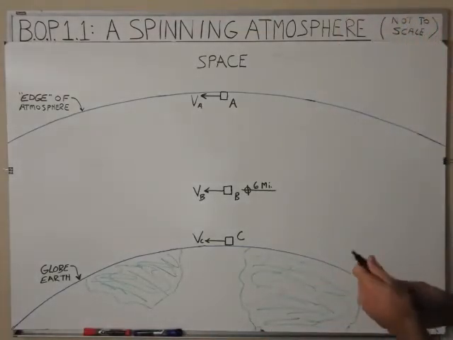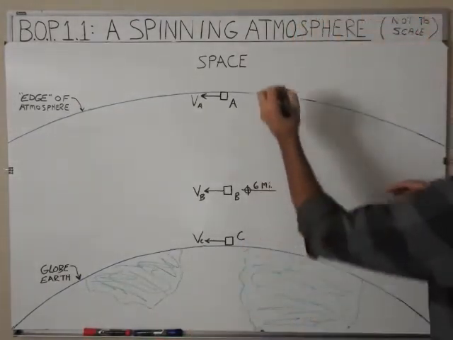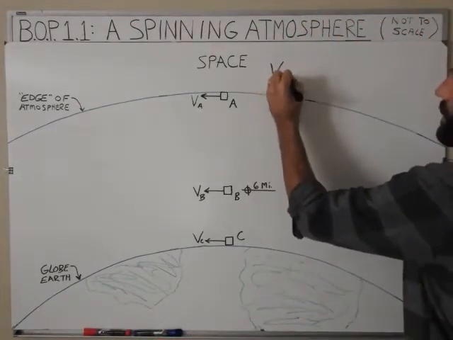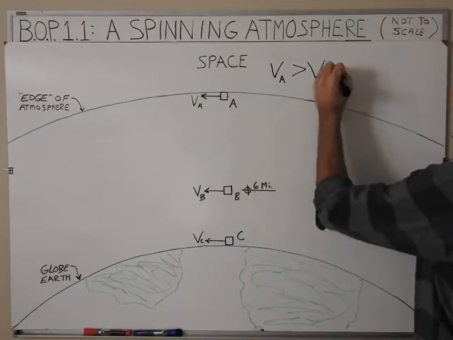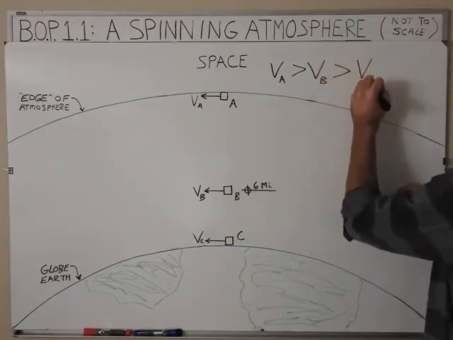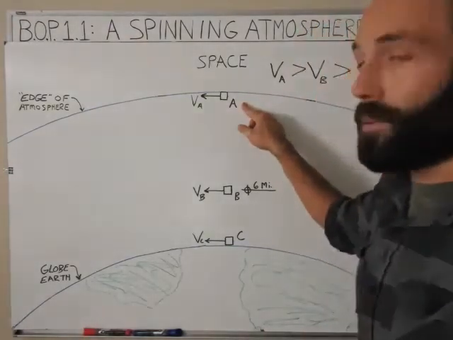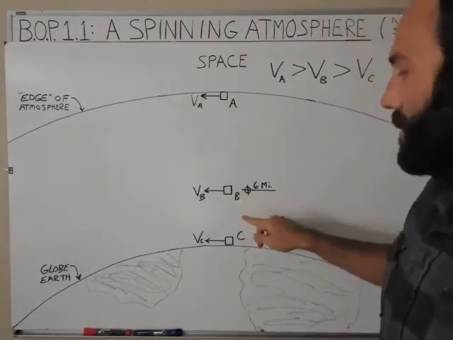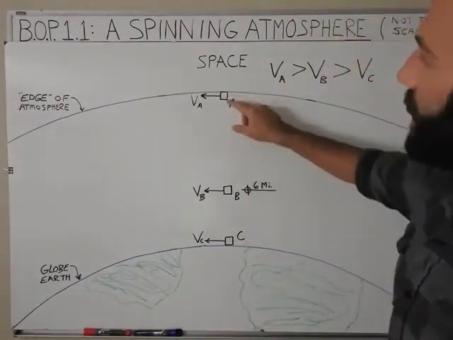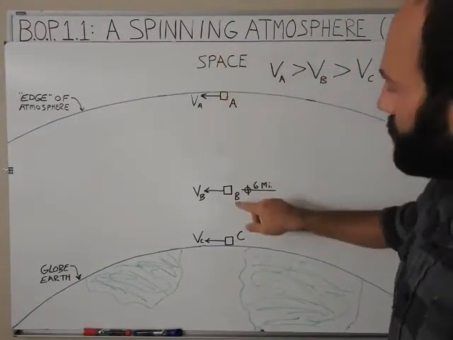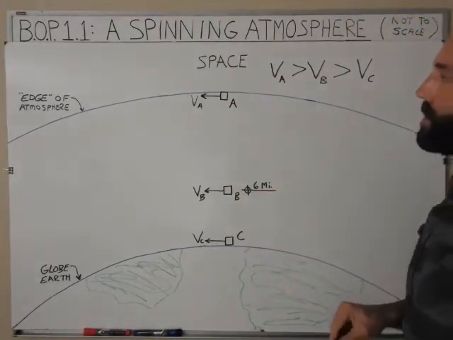So right off the bat, since we know the velocity is equal to distance divided by time, we can say that VA, the velocity of point A, is greater than the velocity of point B, which is greater than the velocity of point C. Because point A has a longer distance to travel in 24 hours than point B, and point B has a longer distance than C, because the circumference of their path is greater, right? So I've got A up here at the edge of the atmosphere, space up here, B right here around 6 miles where planes fly, and C near the surface of the Earth, okay?